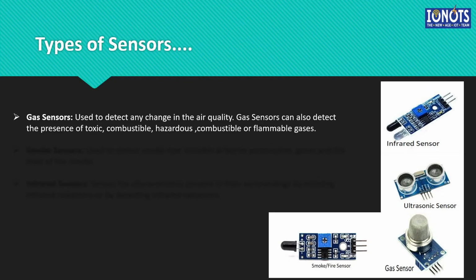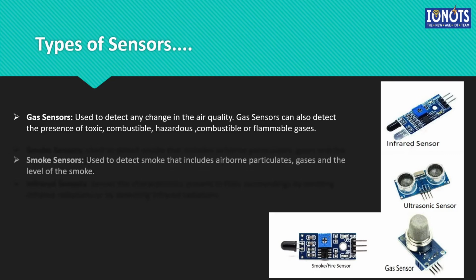Some of the common gas detectors or sensors are carbon dioxide sensor, hydrogen sensor, air pollution sensor, oxygen sensor, carbon monoxide detector, ozone monitor, and nitrogen oxide sensor.